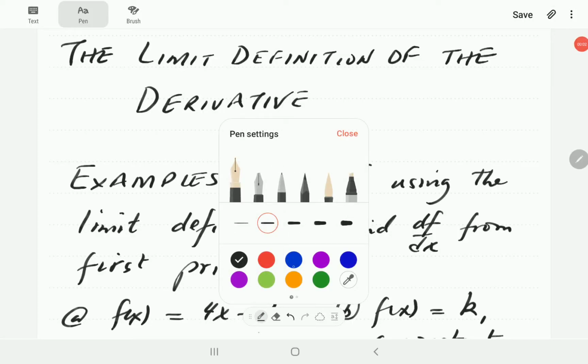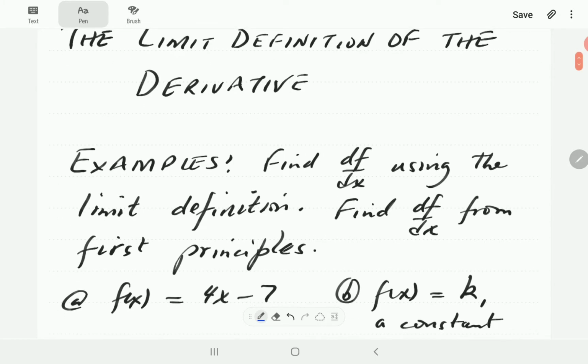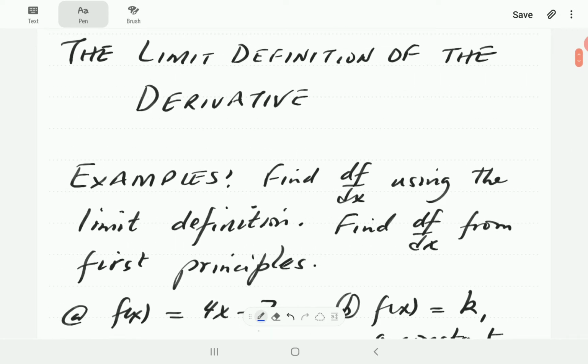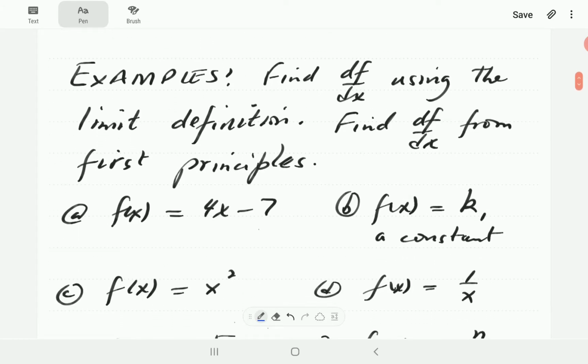Alright, in this video I'm going to use the limit definition of the derivative to find the derivative, to have an appreciation of how the limit definition of the derivative comes about. You might want to watch our first video on the derivative. So in this video I'm going to find df dx using the limit definition. Alternatively, this question can be posed as follows: find df dx from first principles.